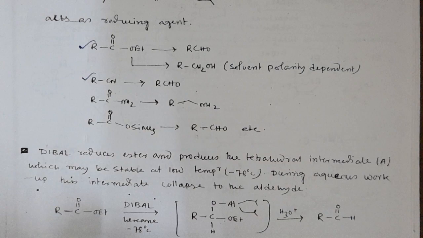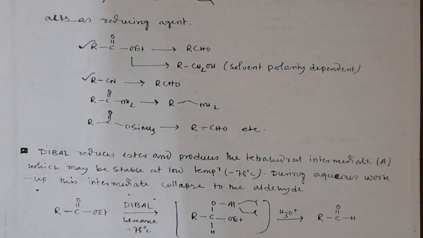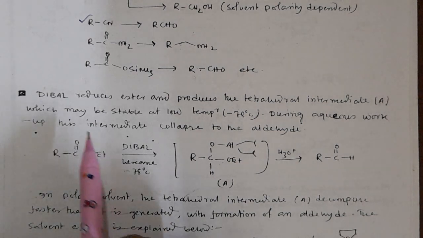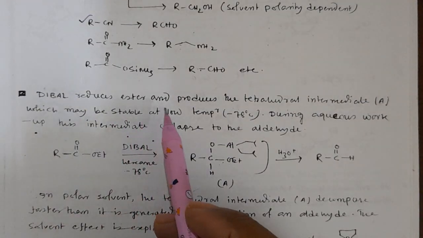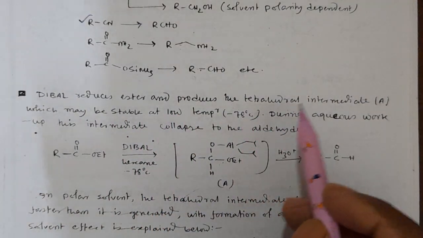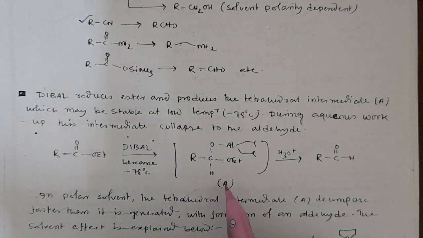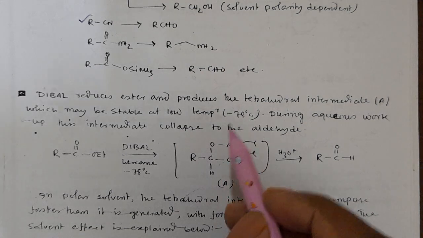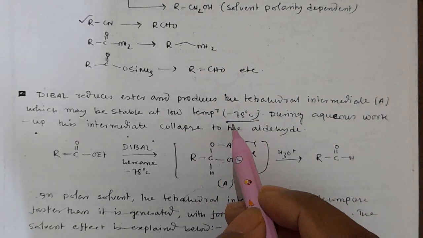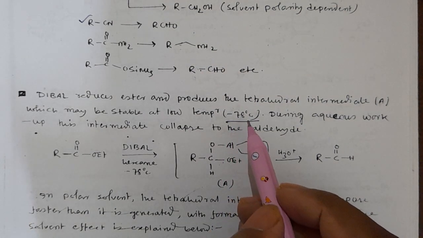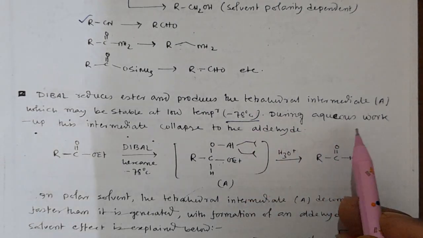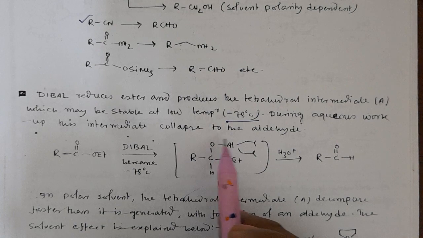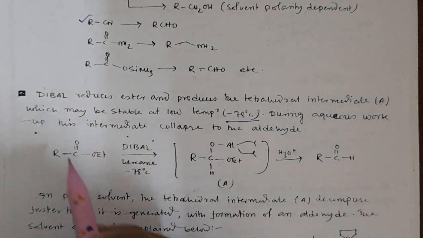So the beauty of this reaction, if we talk about the reduction of the ester compound, as you can see here, is that DIBAL reduces the ester and produces a tetrahedral intermediate. This is tetrahedral intermediate A, which may be stable at low temperature. As you can see, the temperature mentioned here is near about -78 degrees centigrade. During the aqueous workup, this intermediate collapses and gives the aldehyde product. So this is the overall mechanism.